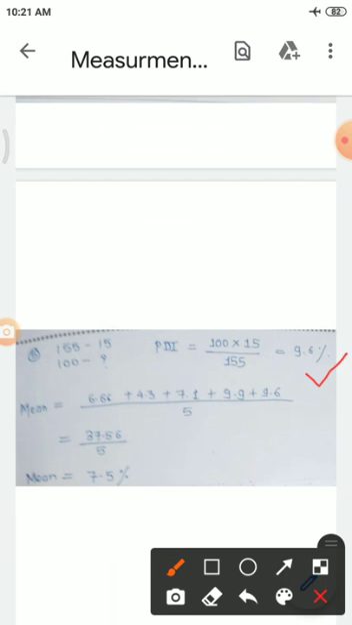When we calculate the mean of all 5 quadrants: first quadrant 6.6, second quadrant 4.3, third quadrant 7.1, fourth quadrant 9.9, and fifth quadrant 9.6. We have to calculate the mean by dividing by 5. So 37.56 divided by 5, the mean is about 7.5%.